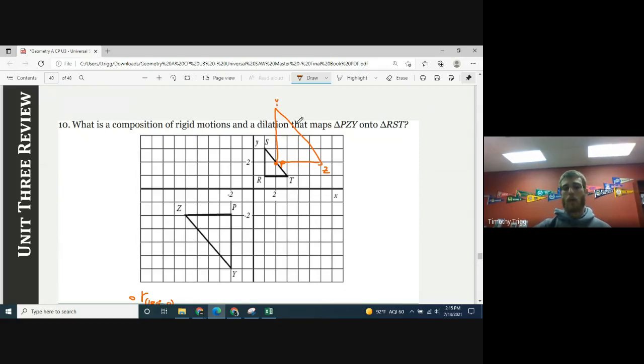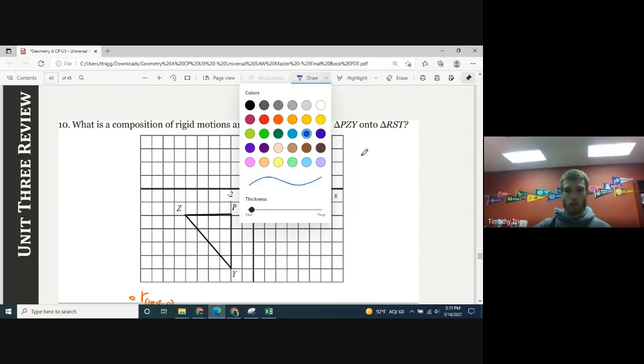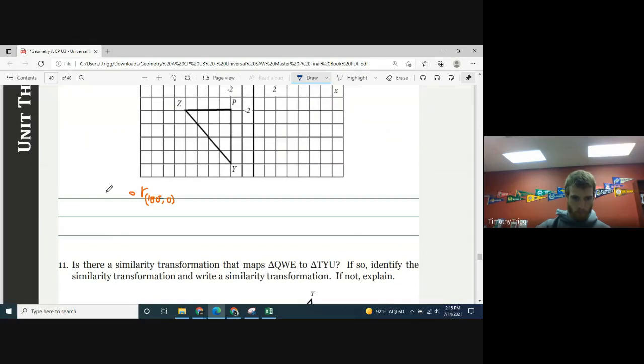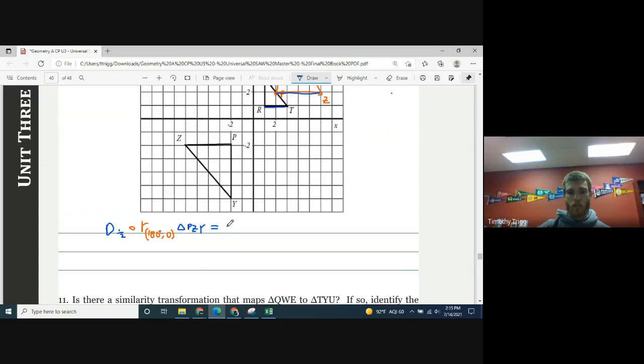Okay. Now, how do we go from this orange triangle to this triangle here? I'm actually going to switch back to blue. Well, you might notice that like this distance here is 4, but this distance is only 2. So it's half as much. So that tells us our scale factor is going to be 1/2. So we're going to dilate with a scale factor of 1/2. And then we would say triangle PZY. So you do these two things to triangle PZY, and that'll give you triangle RST.